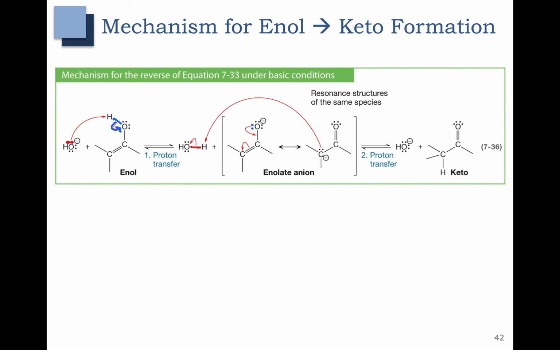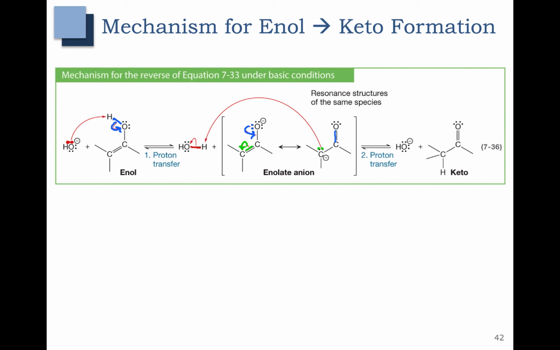In the resonance, the blue lone pair comes down to form an oxygen-carbon pi bond. The carbon-carbon pi bond goes over to form a lone pair on the carbon. So we're bringing this pair of electrons down to form the oxygen-carbon double bond, and the pi electrons go onto the carbon to form the negative charge.